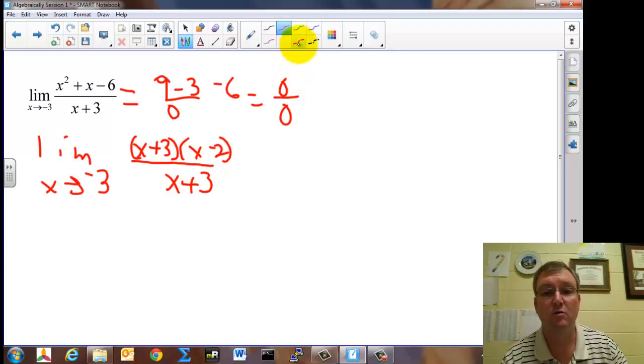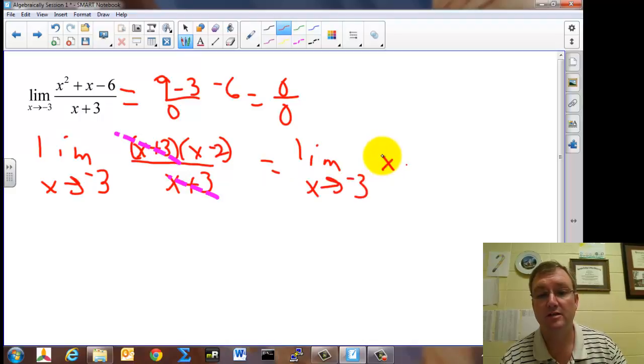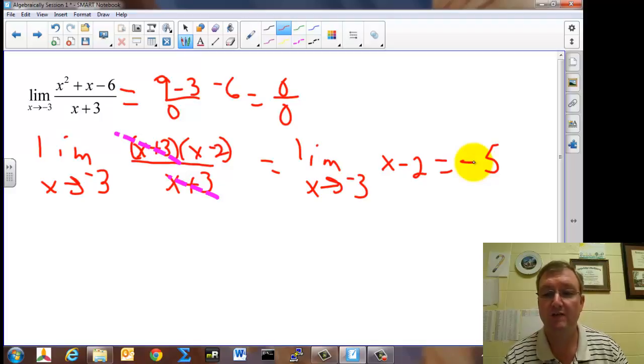Well, again, what has happened? Now we can cancel this and this, so we're left with the limit as x approaches -3 of x minus 2. And if we plug -3 in, -3 minus 2 is -5. So we have that the limit is -5.